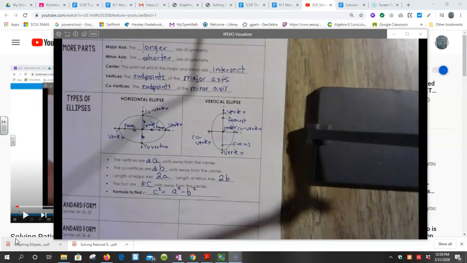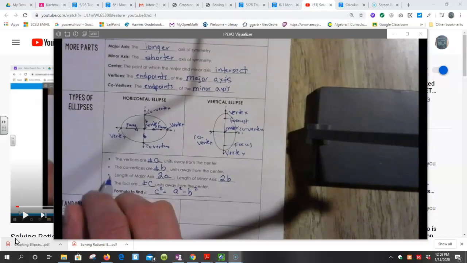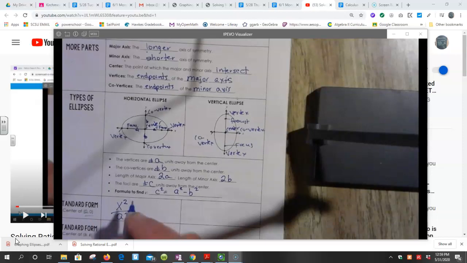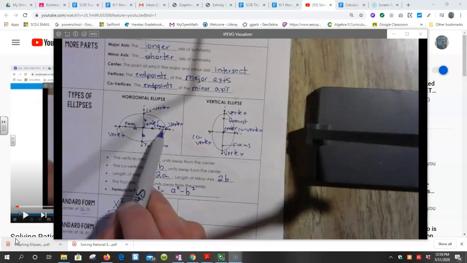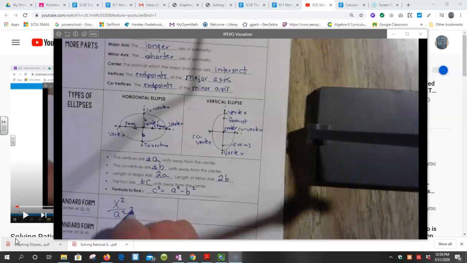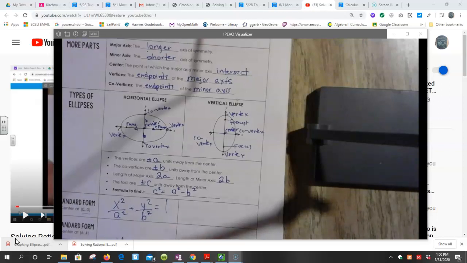But here's the standard form for an ellipse with center 0, 0. Okay, if the center is 0, 0, you're going to have x squared over a squared. Remember what a is. A is the distance from the center to the vertex. And b is the distance from the center to the co-vertex.